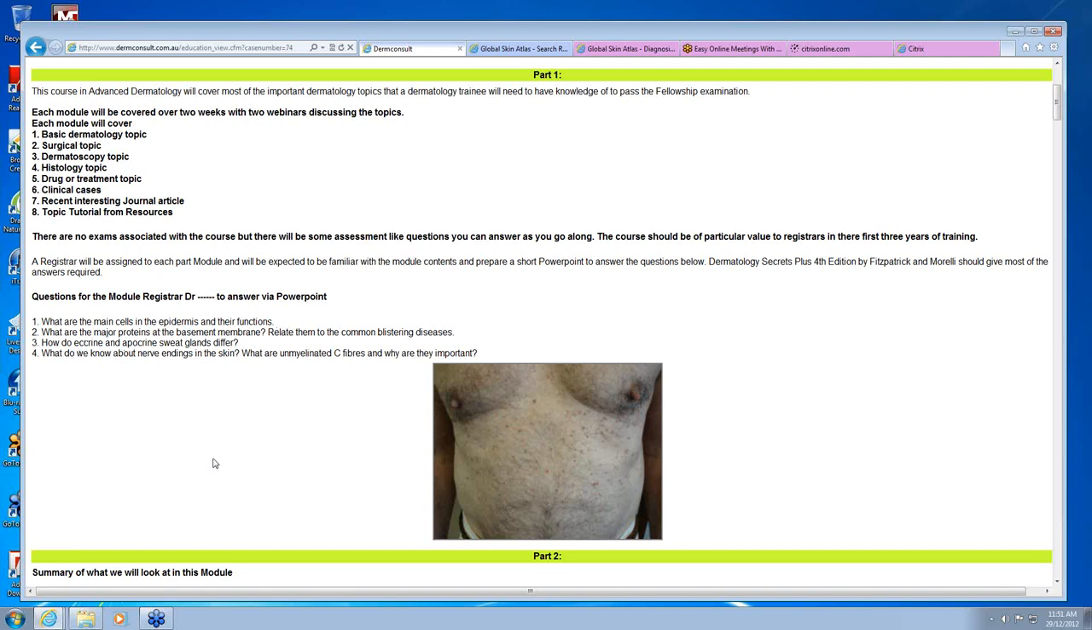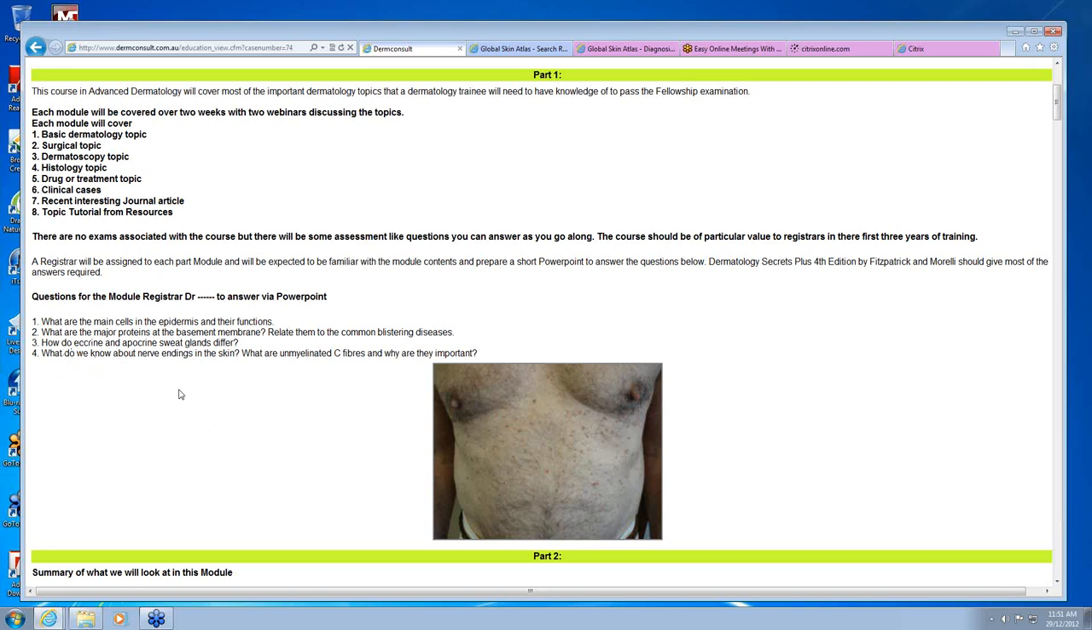Keratinocytes are a lot more versatile than simply the structure of the epidermis. They play an important part in our immune function. They play an important part in our protection from the outside world and from ultraviolet light.